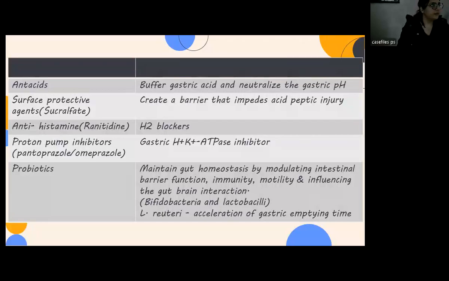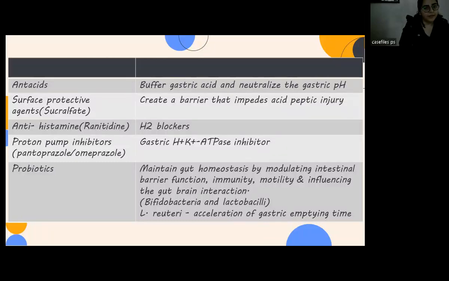Coming to the various medical modalities which can be used, these include use of antacids, which can buffer the gastric acid and neutralize the gastric pH of the reflux. Then we have surface protective agents such as sucralfate, which can create a barrier which impedes the acid peptic injury caused by the GER itself.